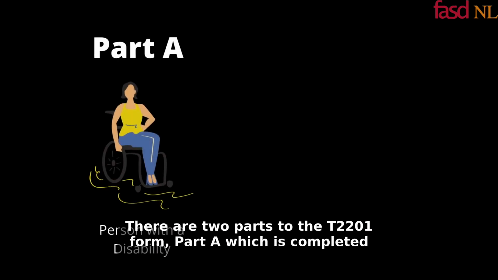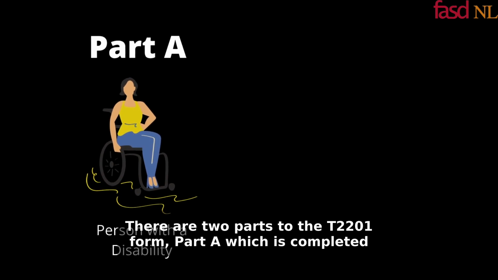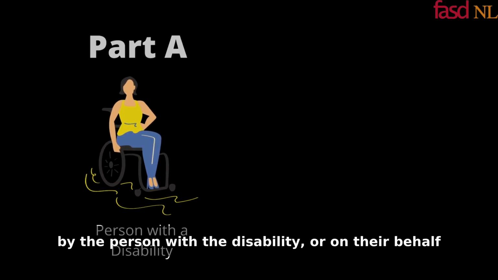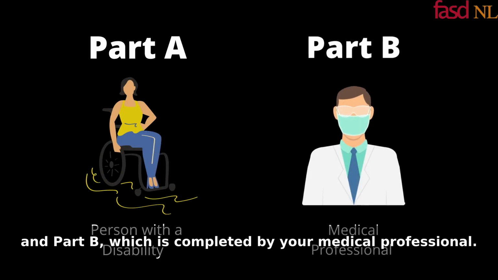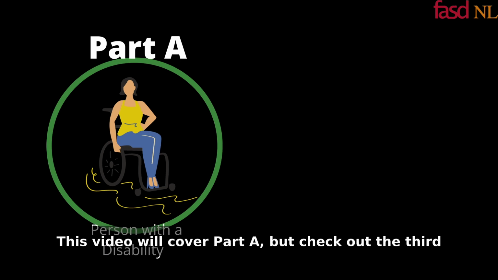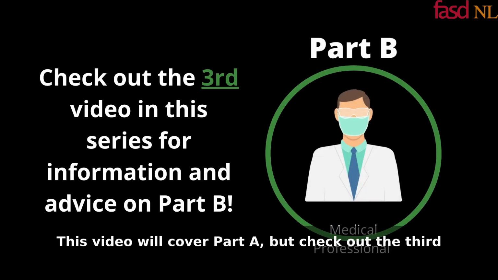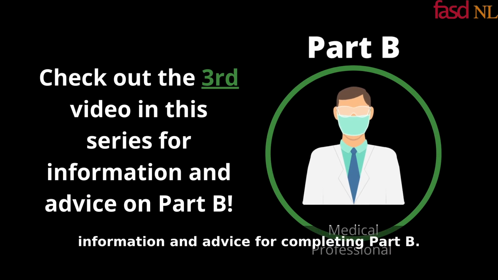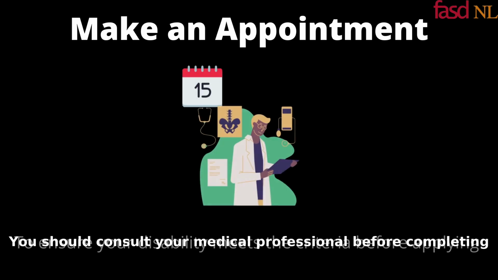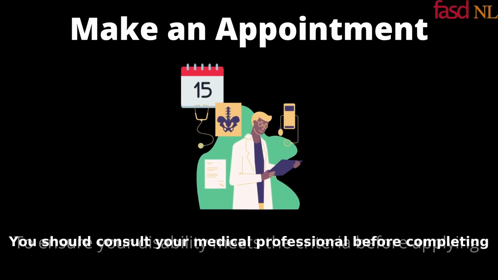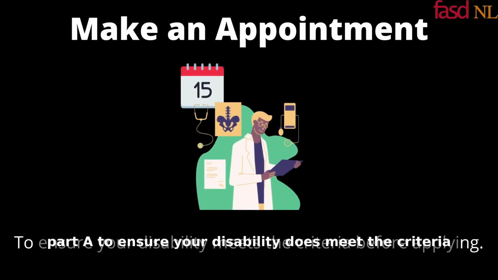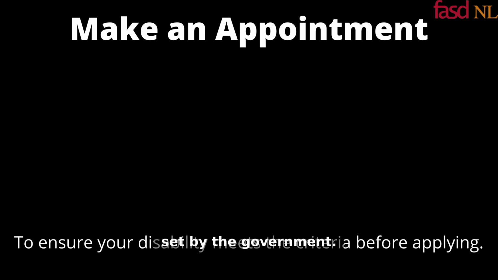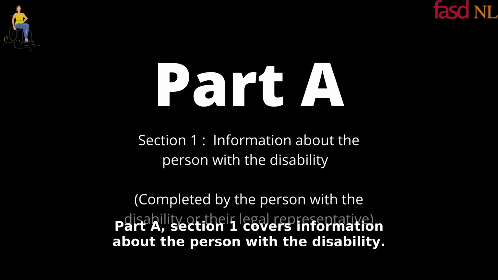There are two parts to the T2201 form. Part A, which is completed by the person with the disability or on their behalf, and Part B, which is completed by your medical professional. This video will cover Part A, but check out the third video in the Disability Tax Credit series for information and advice for completing Part B. You should consult your medical professional before completing Part A to ensure your disability does meet the criteria set by the government. Part A, Section 1, covers information about the person with the disability.